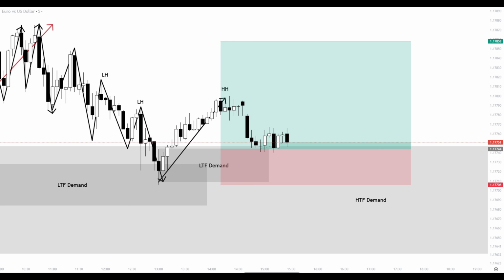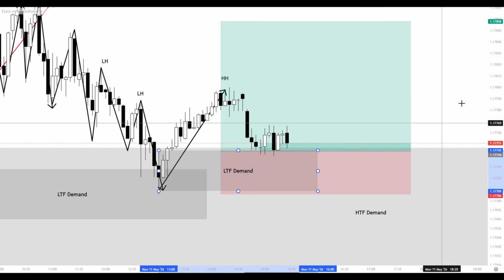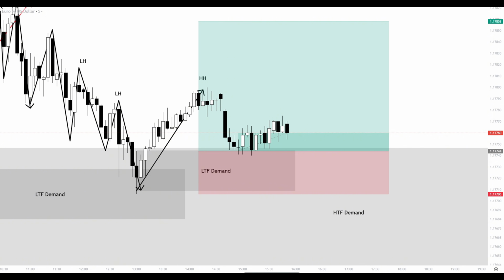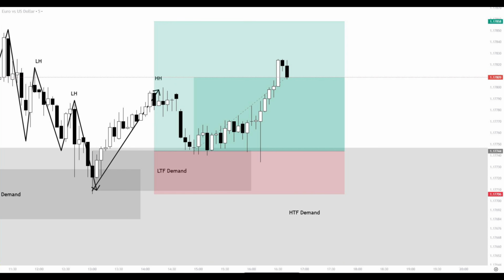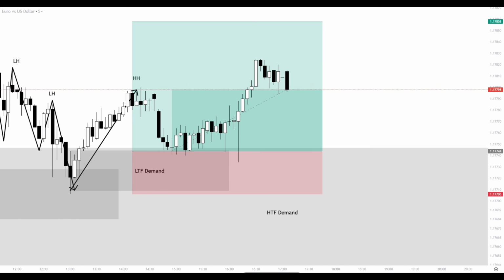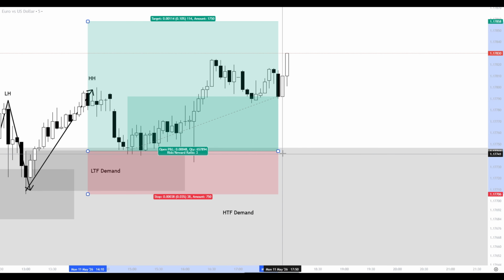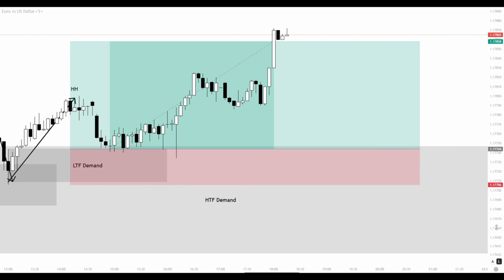The pullback begins. It hits into the low time frame demand that's also inside of the high time frame demand. So far it's bouncing to the upside, breaks above the last high, slowly pulls down, and continues the upside push, hitting on the take profit. That's how you get these high-quality setups.